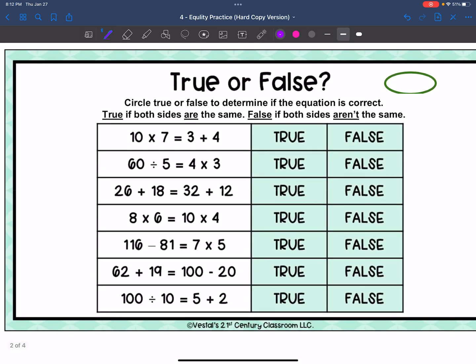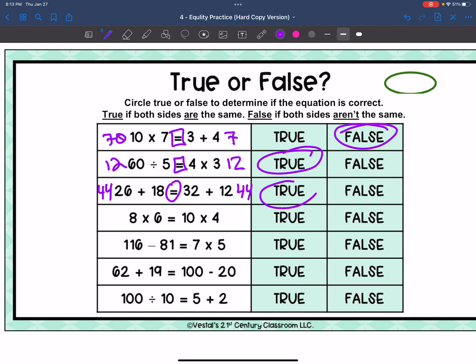All right, next up we have true or false. So you got to figure out if the statement is true or if it is false. So here we go. 10 times 7 is 70. Is 70 equal to 3 plus 4, which is 7? No, that is false. Next up we have 60 divided by 5. Well, that gives us 12. So we got to figure out, is that equal to 4 times 3? Yes, that is true. And then 26 plus 18 gives us 44. So is 44 equal to 32 plus 12? Well, that's also 44, so that is true.